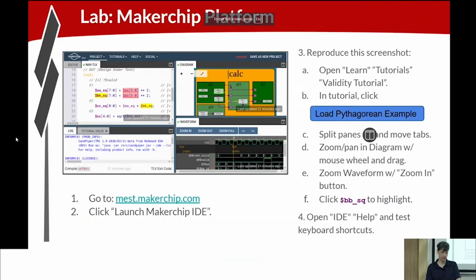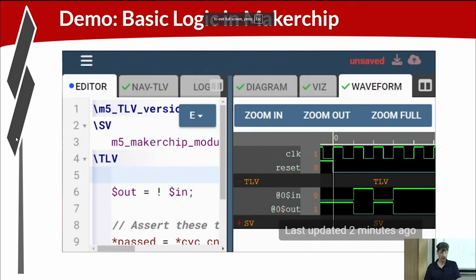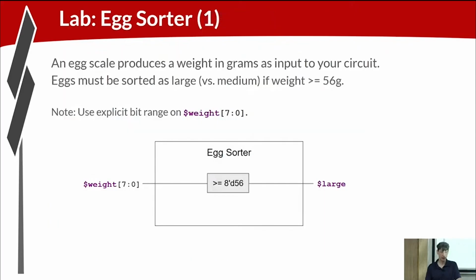You've all seen MakerChip. I don't need to demo that. You've done this one. You understand basic logic gates. So let's do another simple example, just again for a little more practice with TL-Verilog. So this one's very simple. Again, this is the starting exercise for folks who are jumping in and seeing this for the first time. But this example is an egg sorter. So we want to know whether an egg is large or medium. So this is the circuit that we want to build.